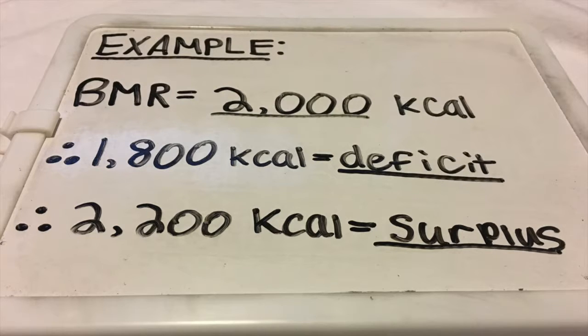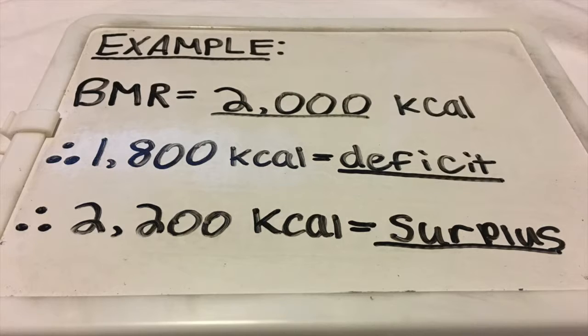So once you've found your BMR, which I'll explain how to do in a second. By the way, BMR, basal metabolic rate, is essentially the amount of calories you would burn by being sedentary. So you wake up, you go to your 9 to 5 job, you come home, you relax on the couch, then you go to bed. It's the amount of calories you burn by just being sedentary. So say, for example, an individual has a BMR of 2,000 calories. Therefore, 1,800 calories would equal a deficit, and 2,200 calories would equal a surplus.